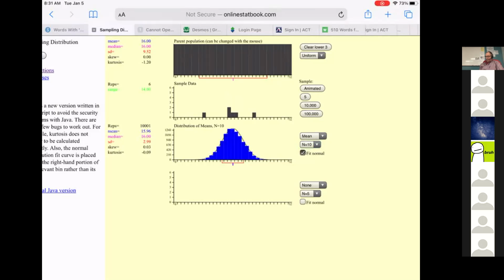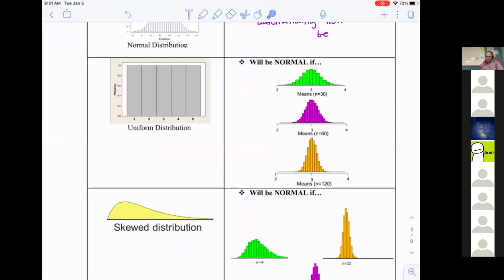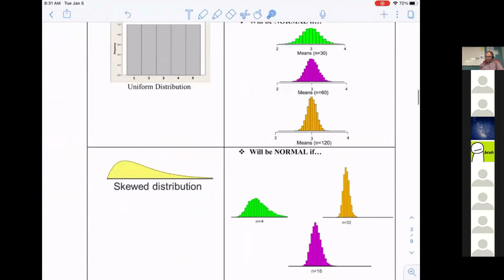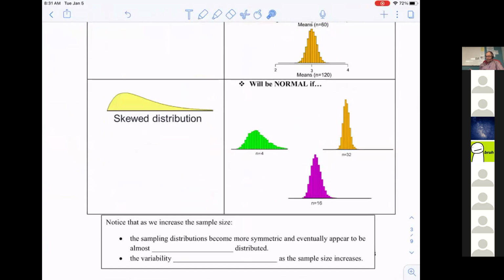Okay. There's that fit normal. So if I go back, I clear the lower 3. Let's do sample size of 2 again, and we'll do 10,000 of those. And it's kind of normal, kind of normal. All right, let's go back to this. Okay, now here it is.